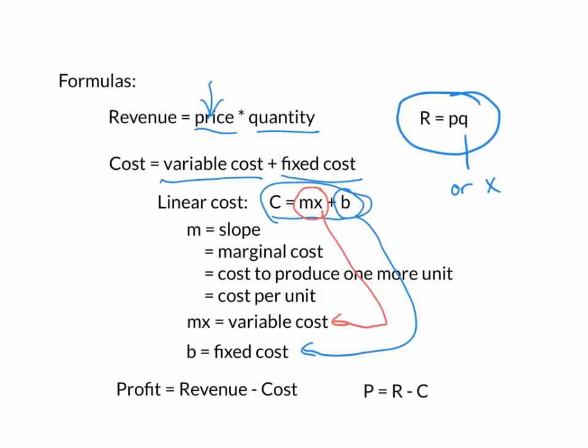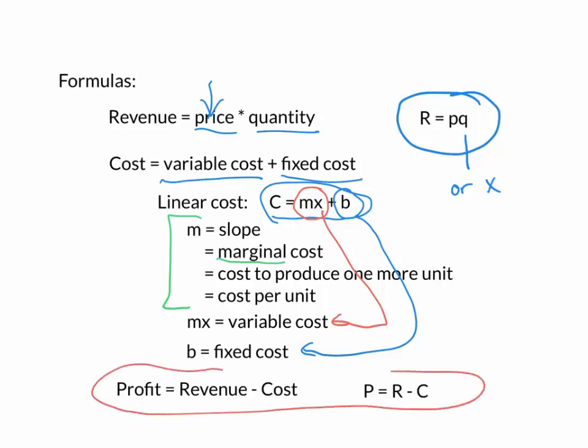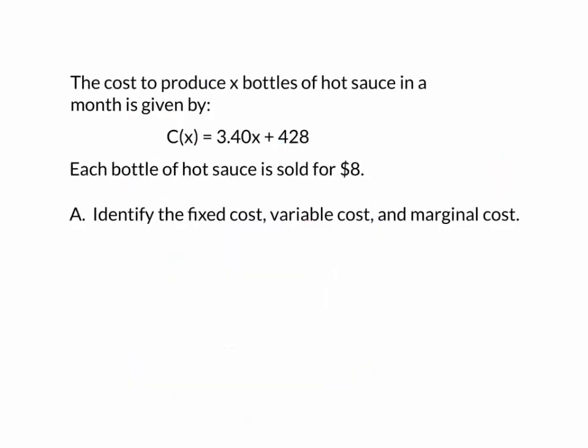I also want to look at our slope. When we have a linear cost, we've got a constant slope, and we refer to this as our marginal cost. Marginal cost is the cost to produce one more unit, and when we've got a linear function, that slope is the marginal cost, the cost per unit. Finally, we've got our profit function. Profit is always revenue minus cost, so you can take the revenue function and subtract the cost function to build your profit. Let's look at a specific example.